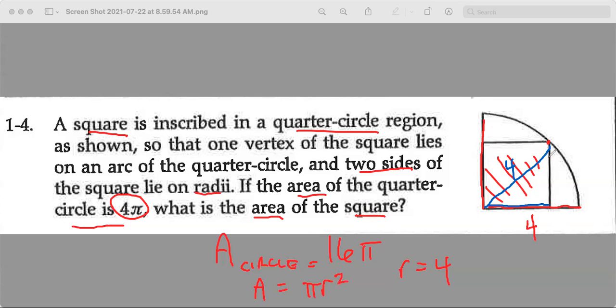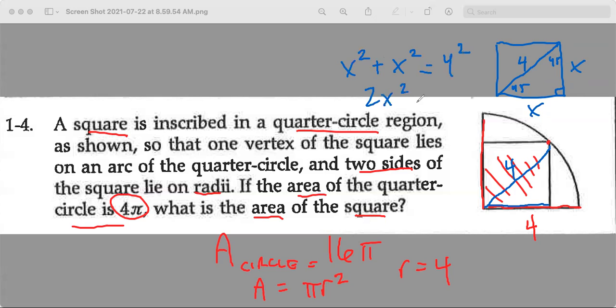And if the radius is 4 and that's the diagonal of a square, I'm going to go ahead and draw that diagonal right over here. And that's 4. And now I know that this is a 45, 45, 90 triangle because it's a square. And if that's 4, this is x and this is x. And so I use my Pythagorean theorem. x squared plus x squared equals 4 squared. 2x squared equals 16. x squared equals 8. So x equals the square root of 8.